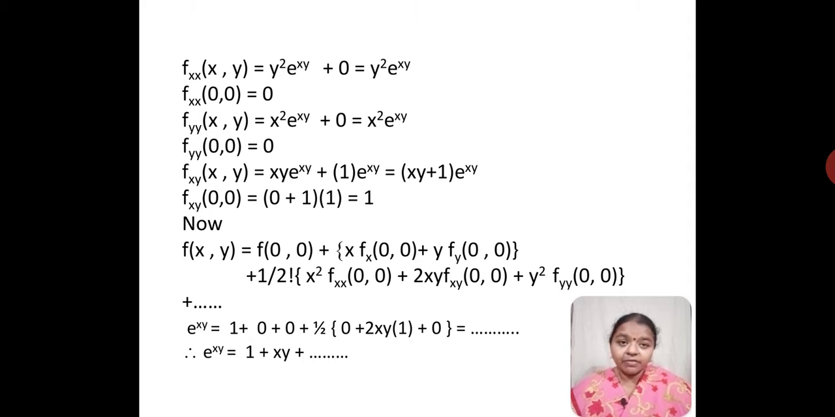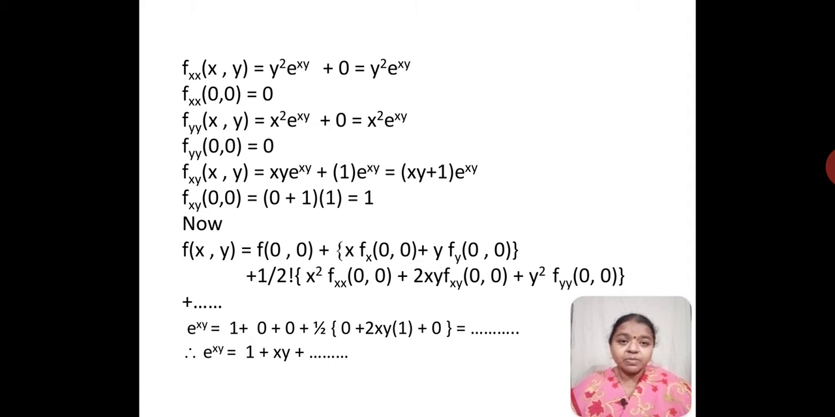Next I have to differentiate fy partially with respect to y. So fyy(x,y), in a similar way, we get x² e^(xy) plus 0, because x is a constant with respect to y. So you get x² e^(xy). So fyy(0,0) again becomes 0.